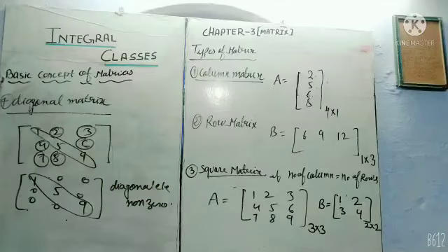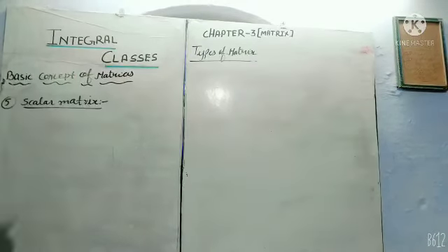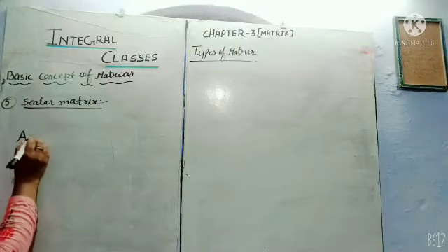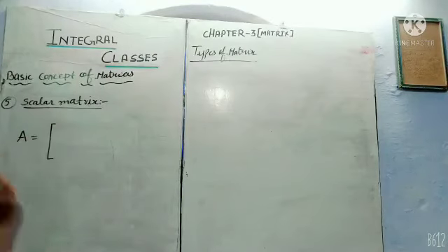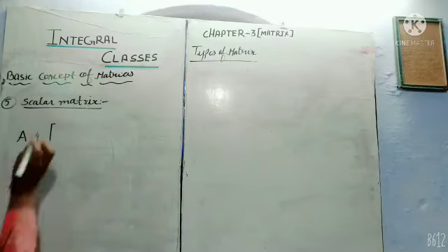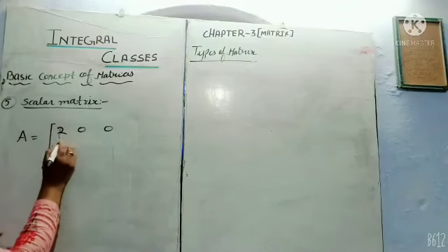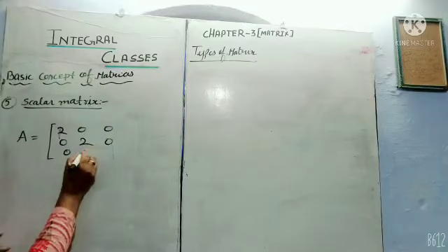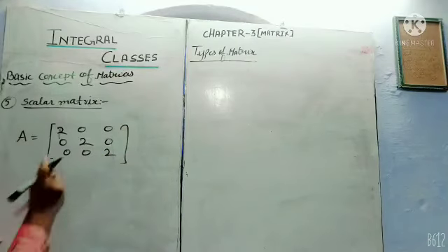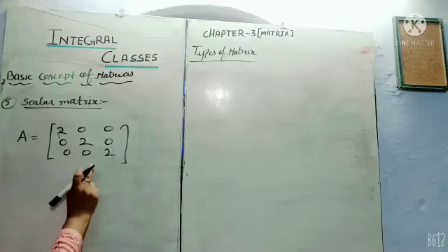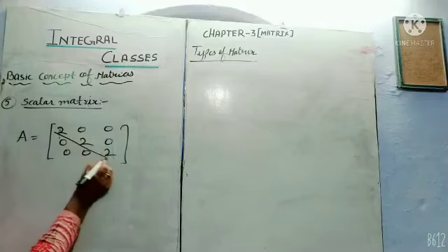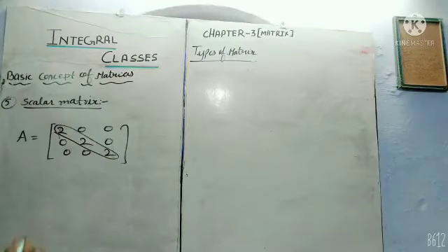So this type of matrix is called a diagonal matrix. Next is the scalar matrix. In a scalar matrix, student, again we will consider a square matrix. Suppose A is a square matrix and its diagonal elements are equal. Suppose 1, 0, 0, 2, 0, 0, 0, 2, 0, 0, 0, 2. So this matrix is called a scalar matrix because its diagonal elements are equal.